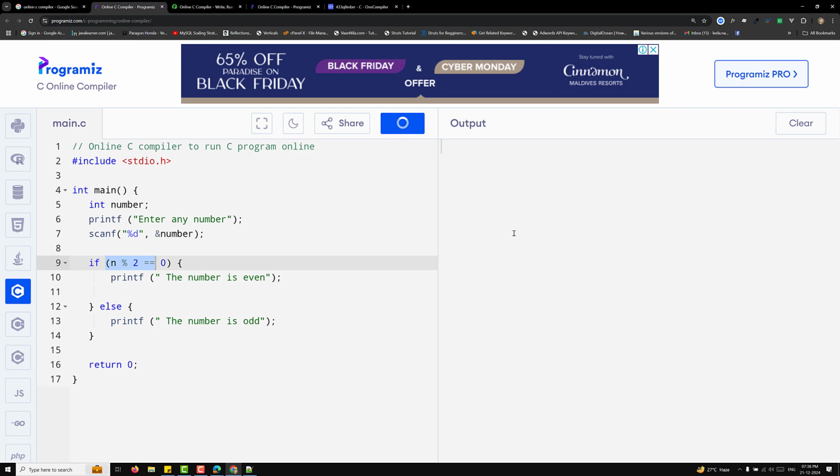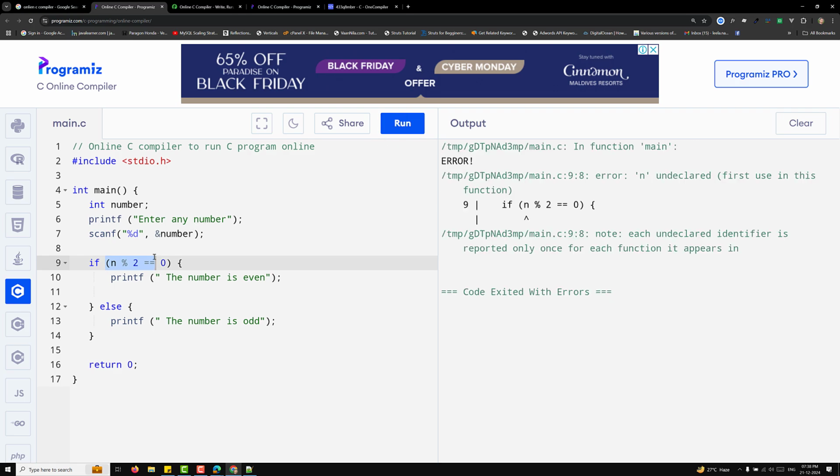So now let's try to see the sample output for this one. So it will ask, okay, n we have written, right, number.